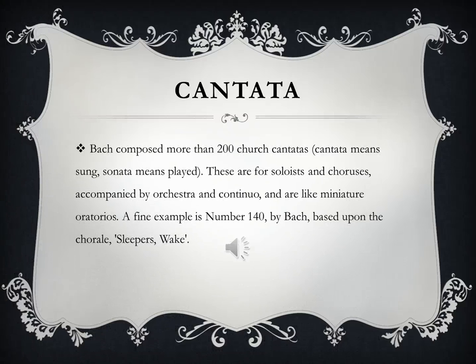The cantata. Bach also composed more than 200 church cantatas. Cantata means sung, sonata means played. These are for soloists and choruses, accompanied by orchestra and continuo, again, which is your bass line, and are like miniature oratorios. A fine example is number 140 by Bach, based upon the chorale Sleepers Wake. And here's an example, not of that particular one, but you'll get the idea.